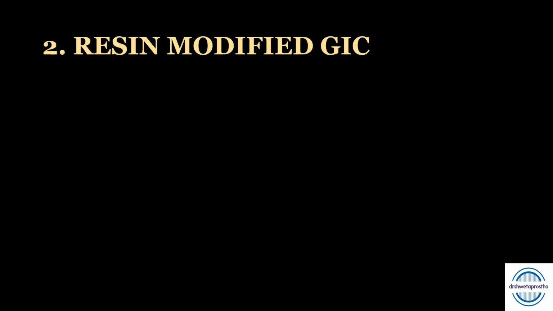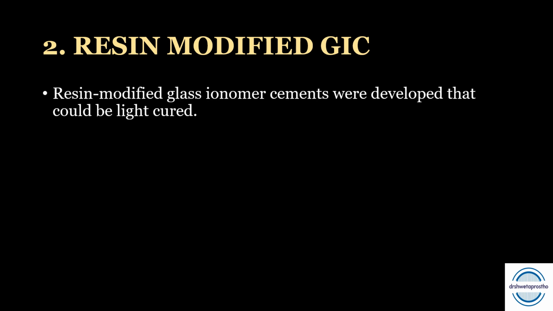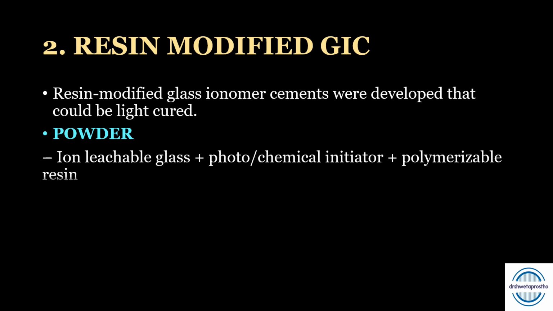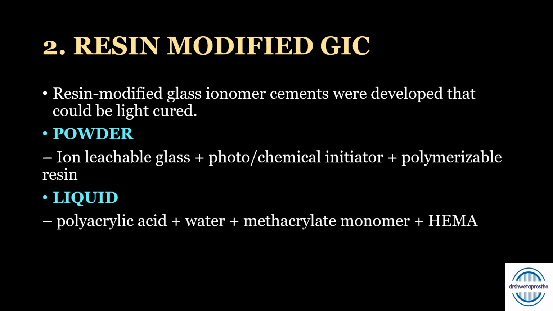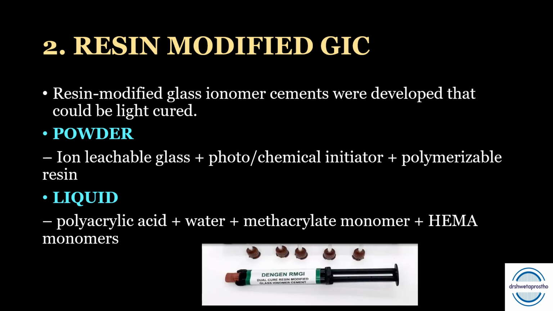Next are the resin modified glass ionomer cements. As from the name itself, the glass ionomer cements are modified by resin particles. If we talk about the composition, the powder mainly consists of ion-leachable fluoroaluminosilicate glass, then photoinitiators for both light curing or chemical curing, then the polymerized resin. The liquid contains polyacrylic acid, water, and the methyl methacrylate monomer. Along with it, it contains hydroxyethyl methacrylate monomers, that is HEMA. These are the components which are responsible for the polymerization.